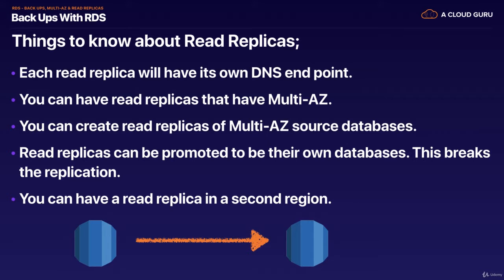Other things to know about read replicas is each read replica will have its own DNS endpoint, and you can now have read replicas that also have multi-AZ turned on, and you can create read replicas of multi-AZ source databases as well. Read replicas can be promoted to their own databases, and this breaks the replication. So if you do promote a read replica to be its own independent database, the replication will no longer work. You can also have a read replica in a second region, a completely separate region to where your primary database is. So bear that in mind as well.